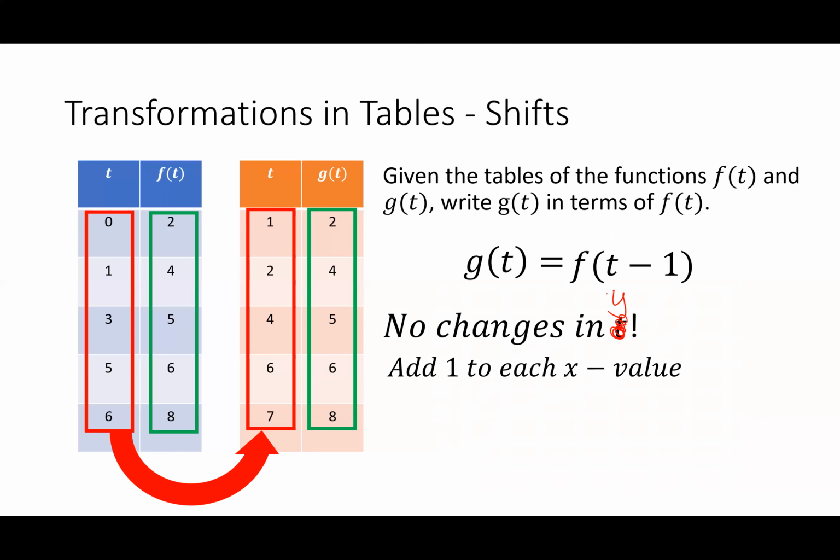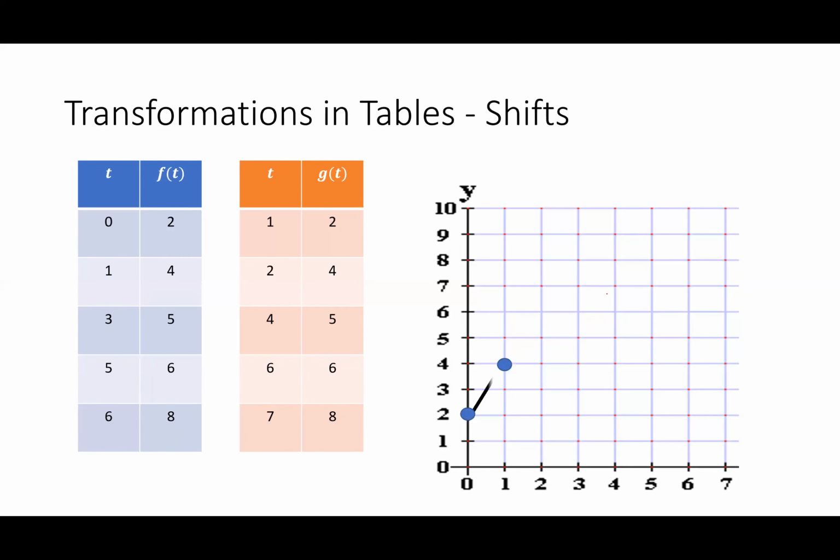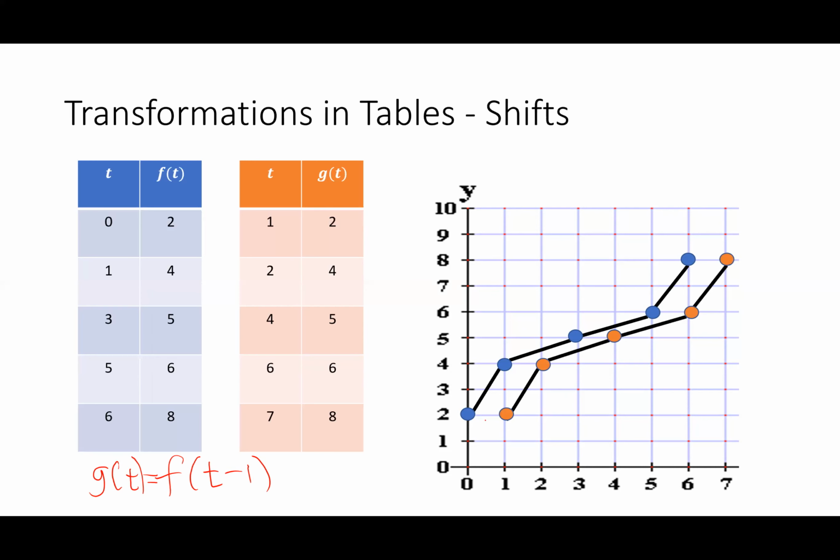Now, what does this mean on the graph? So as a reminder, we've got f of t minus 1 is going to be g of t. And there's my f of t graphed. And now we have g of t. So what happened? Well, as I subtracted 1 from the input, I moved the graph over to the right 1 unit. We would call this a horizontal shift, one unit to the right.